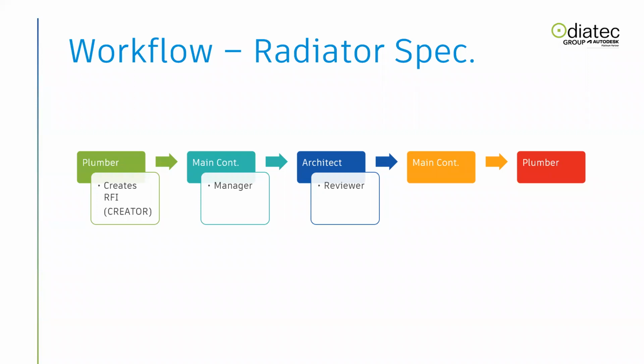They may attach the specification for the radiator, or a link to their manufacturer or supplier document, or anything that's relevant to that. And we're going to look at how that all works in the platform. So the main contractor, as I said, is the manager. It starts with the creator, goes to the manager, then to the reviewer, back to the manager, and then back to the creator. So that's a cycle effectively. The last one, the plumber, obviously it comes back to the start of the line. When it gets to the end, it can be rejected or voided, creating new versions of the RFI if it's been rejected or the correct spec hasn't been provided.